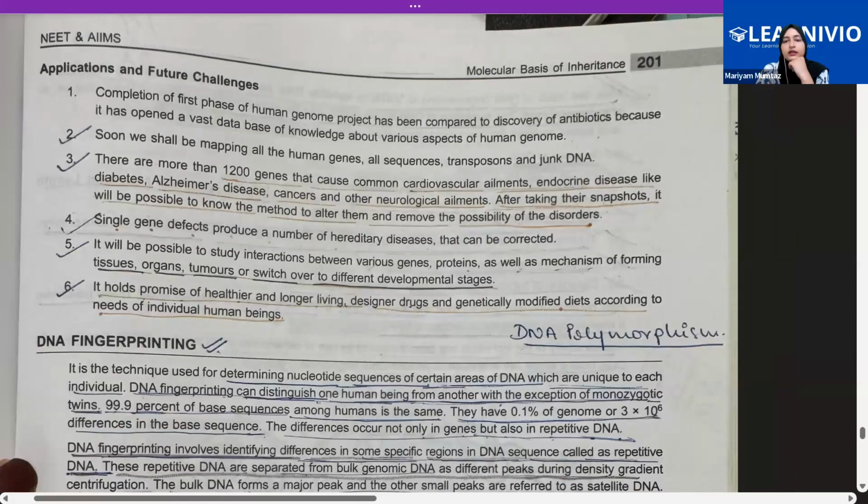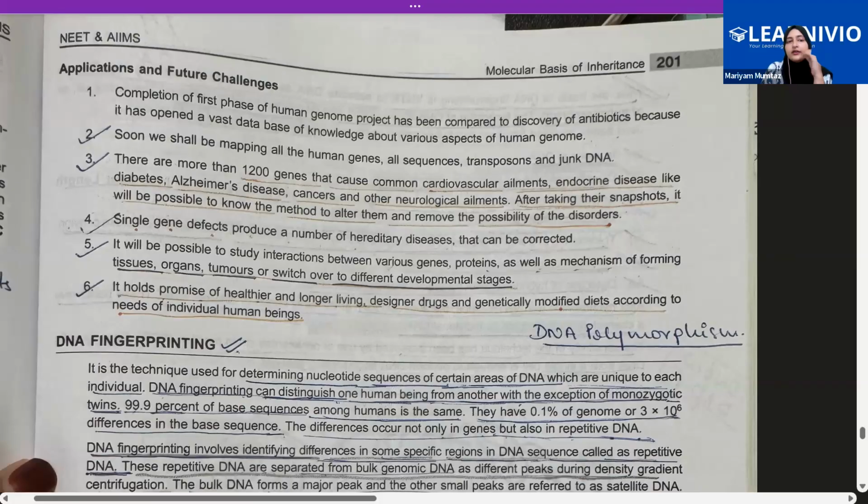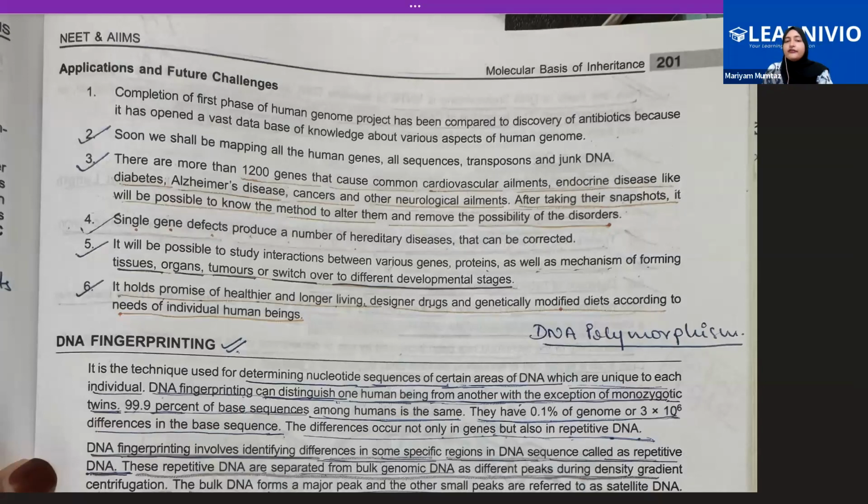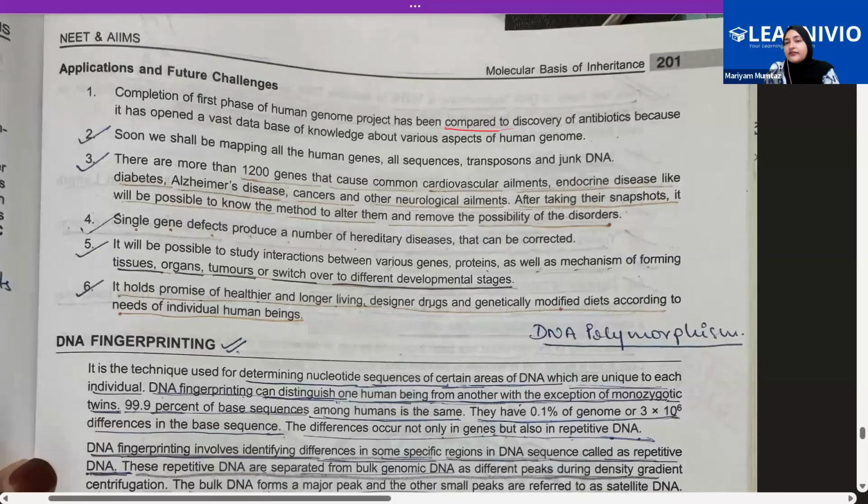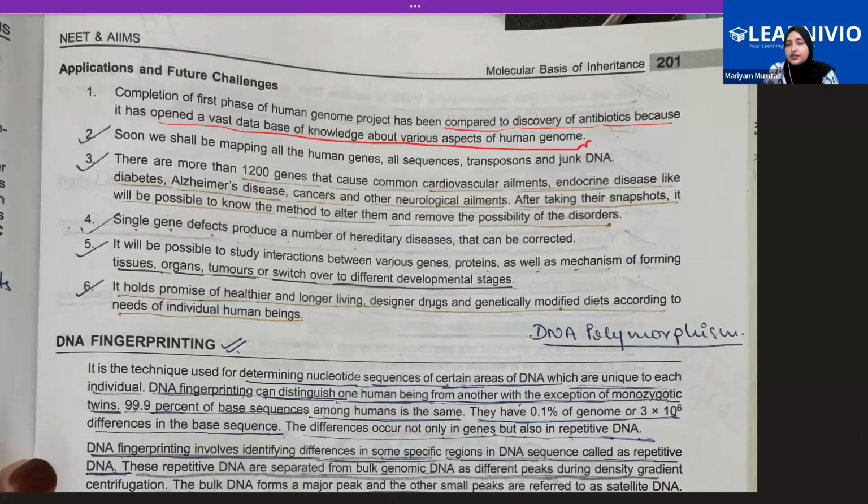Now, the applications and future challenges. This is something that they'll not ask you, but you should know the things about it. The completion of the first phase of the Human Genome Project has been compared to the discovery of antibiotics, because it has opened a vast database of knowledge about various aspects of the human genome. Soon, we shall be mapping all the human genes and all the sequences, the transposons, and even the junk DNA. This is the aim.